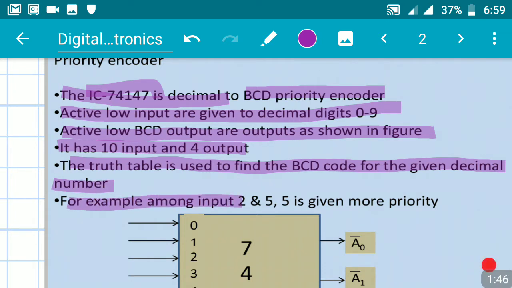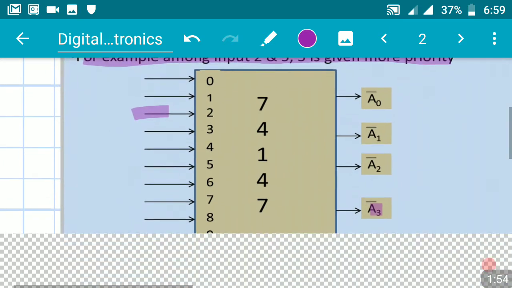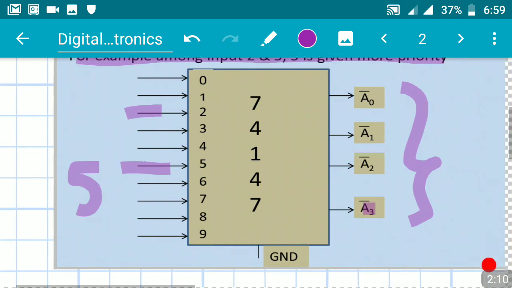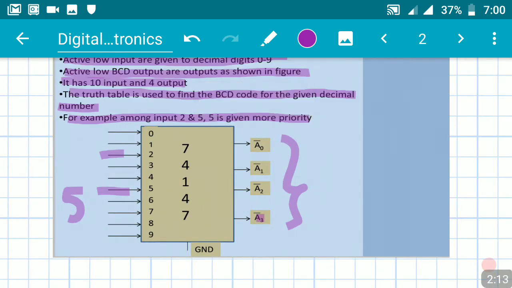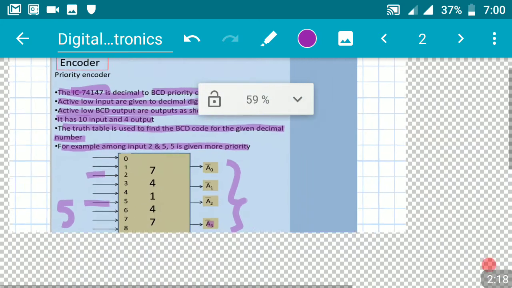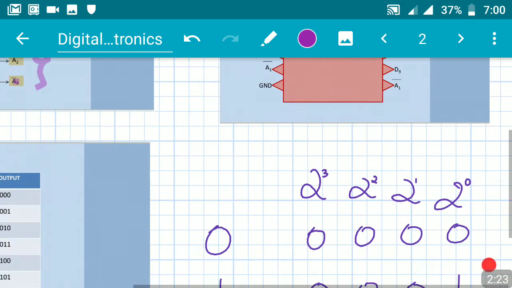For example, among input 2 and 5, 5 is given more priority. If I have activated input 2 and input 5, the higher number is given more priority, and 5 is activated, so the output will be available for the input 5. Respective output will be available for the input 5. This is why the name priority encoder. Fine. So coming to one more part, that is how it is going to convert your decimal number into BCD number. This is what you need to understand here.